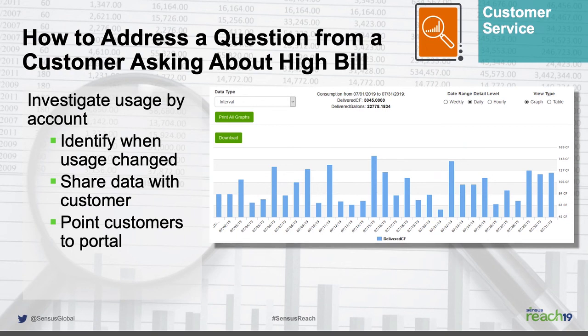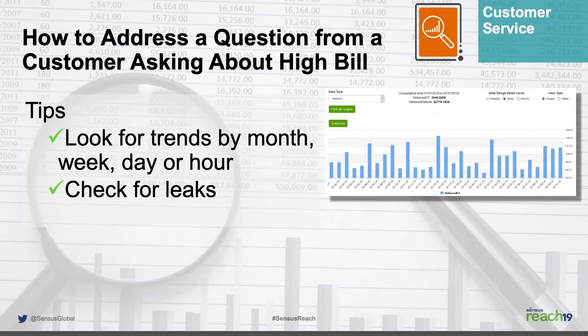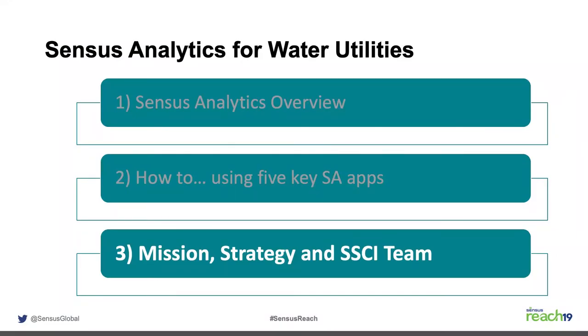I'll also point out that the self-service model is to have customer portal, which presents this data to your customer, and then they can look at it themselves, and you can point them there. Just a couple tips here. You can look for trends on a monthly, weekly, or daily basis. You can also look for leaks if it's a water customer, and look for customer leak alarms. And that was the last one. I'll hand it over to Tony.